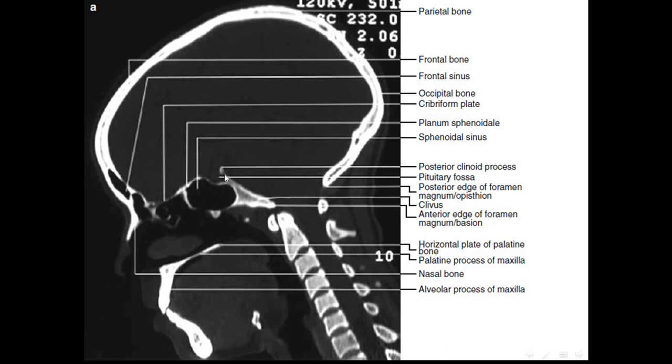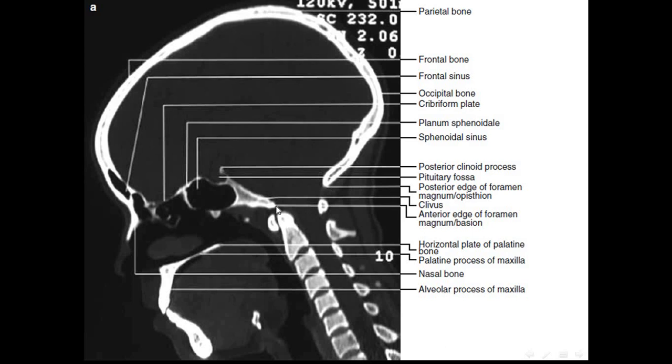This is the anterior clinoid process and posterior clinoid process. This is the sella turcica. Here we have the clivus. At the lower edge of clivus is the anterior edge of foramen magnum. This is the foramen magnum. So this is the anterior edge and this is the posterior edge.